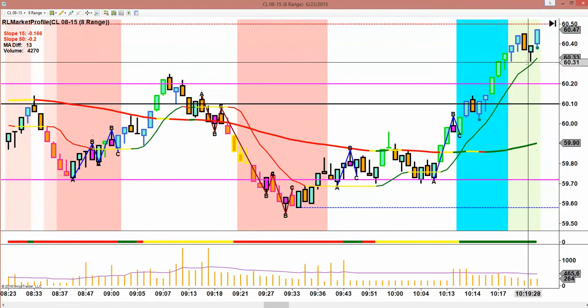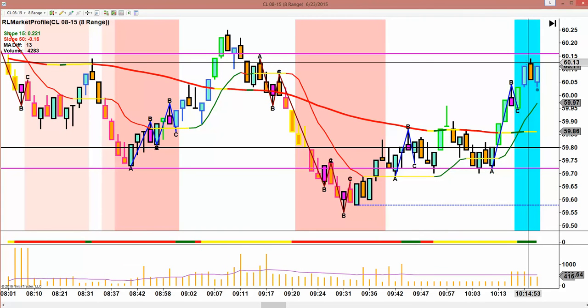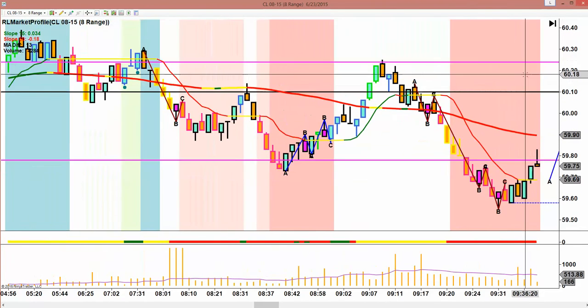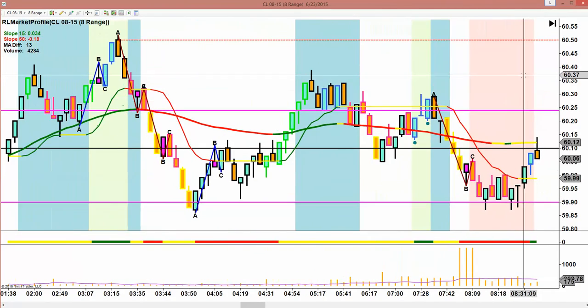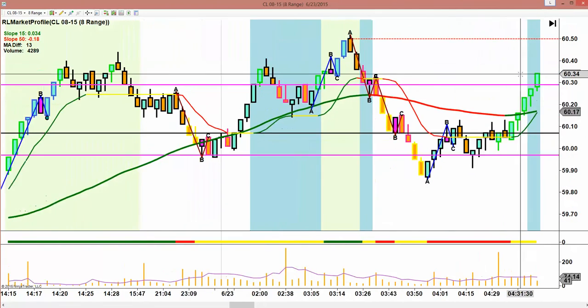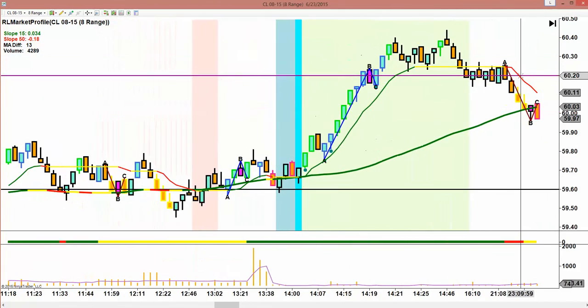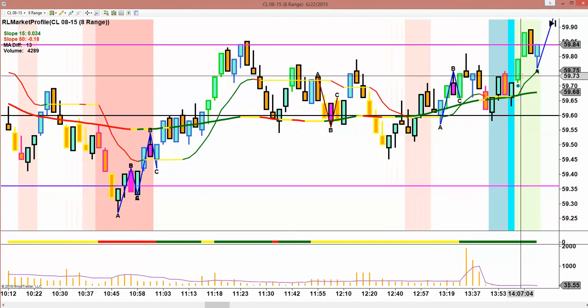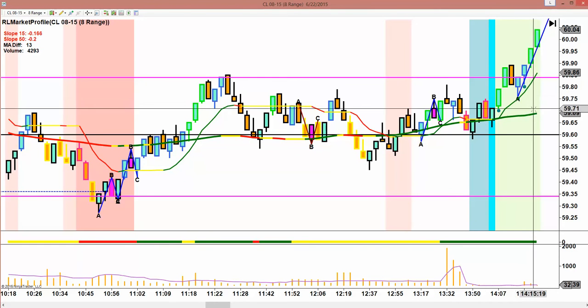Let me take a look at one more here. Now remember too, when you trade with this kind of specificity, it's going to censor trades that are going to work. And it's going to be frustrating. The trades are just going to walk through the point of control or the value area high, and you're going to say, gee, I wish I was in that trade.